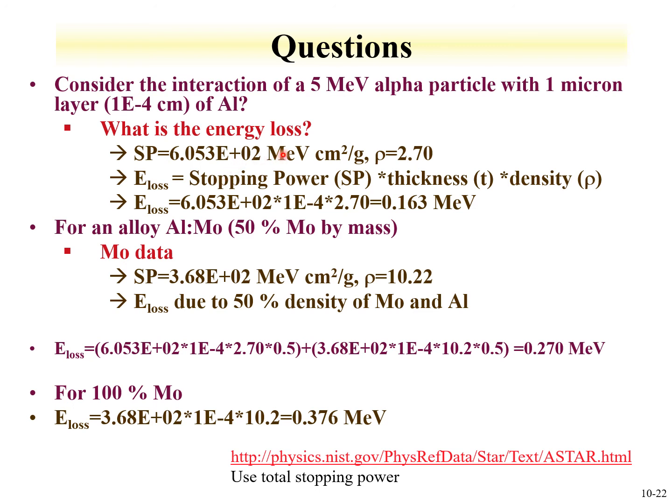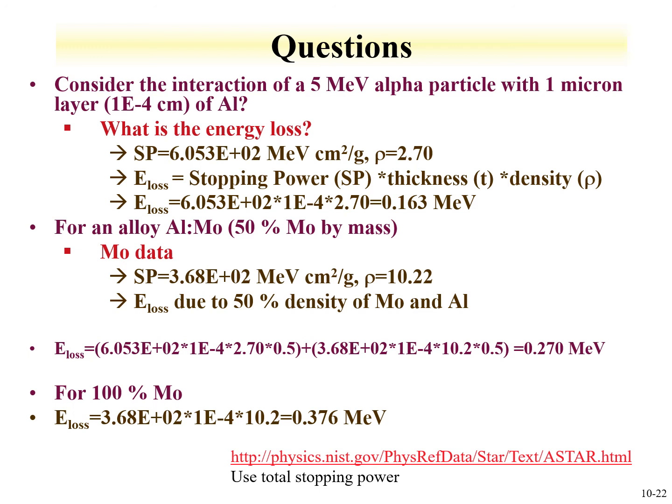Plugging this into the equation, stopping power here, density here, and a thickness, well, we said 1 micron, so 10 to the minus 4 centimeters. We get an energy loss of a little over 0.1 MeV, so 0.163 MeV is the energy loss from a 5 MeV alpha particle as it traverses 1 micron of aluminum.